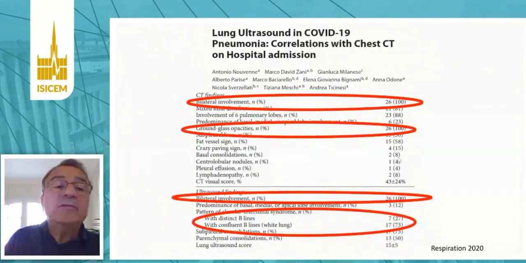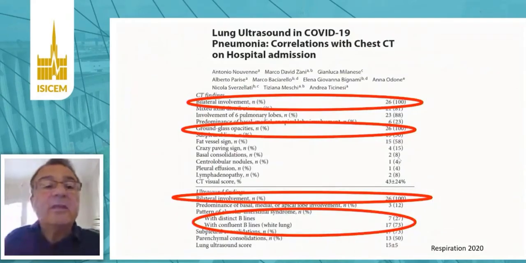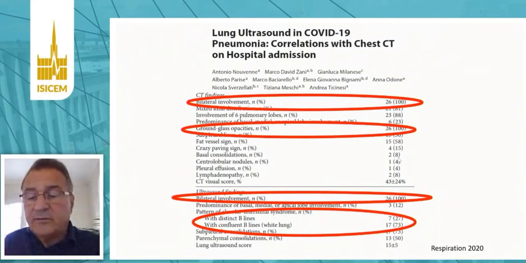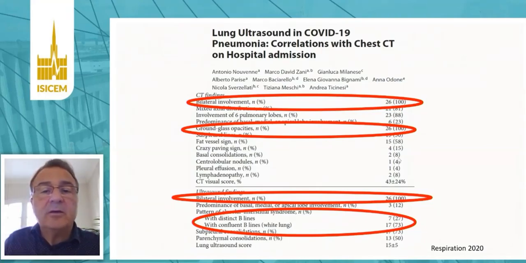Now, if you look at this study assessing the CT scan findings, you see that in 100% of cases, they found a bilateral involvement, and in 100% of cases, they found a ground glass opacity, which gives B lines on the ultrasound.